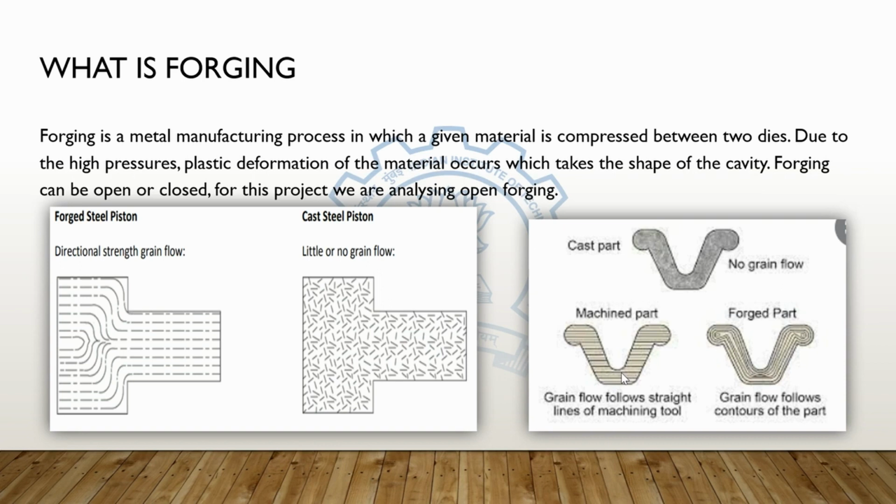Forging can be of different types, like open and closed. For our project, we have analyzed the situation of open forging. One important point is that forging has an edge over casting because the strength of the forged material is greater than the cast material. As shown in this figure, the directional strength is provided because of the grain directions. In casting, the grains are oriented in very random directions, which makes it anisotropic, and hence the strength is reduced. While in the case of forged material, the grains are oriented in a particular direction, which provides strength along that direction.